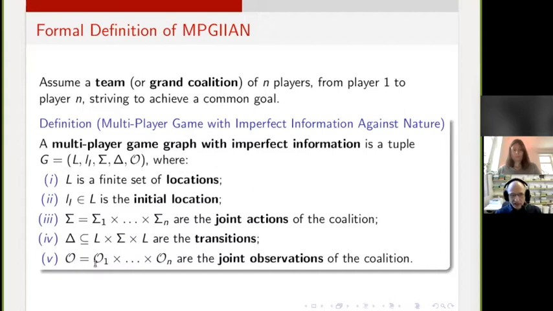So these observations are the partitions induced by the indistinguishability relation of that particular player. Each player has an indistinguishability equivalence relation on the locations, which here we model through the partition induced by this relation. So each of these calligraphic O i is a partition over the set L. Okay, and these are the joint observations that the team can make. Any question about this?